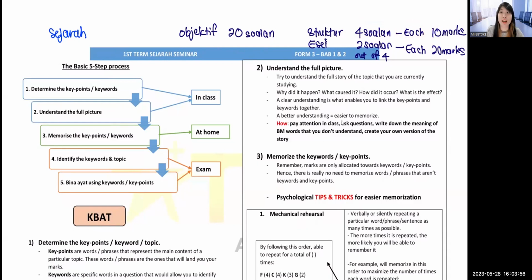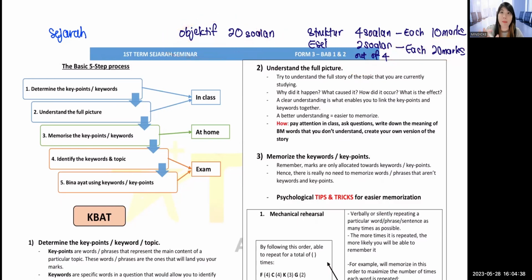Then for the essay, usually according to the government standard, we have 4 questions, and within the 4 you choose 2. Understand? 4 choose 2. Each of the questions will have 20 marks. So for the objective 20, you have to spam.